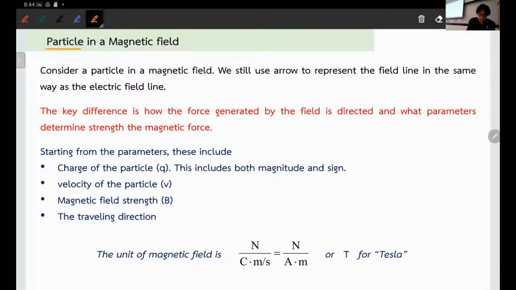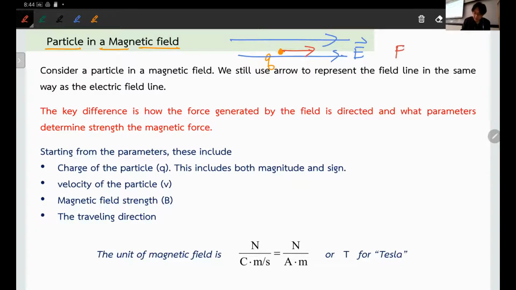So we're going to start very simply by looking at a particle in the magnetic field. Let me give you an idea first. Back in the day of the electric field, when you have a charged particle inside the electric field, you remember the force acting on this charge is simply the charge times the field. This is just exactly what we had with the gravitational field. When you have mass in the gravitational field, you feel the weight, mg. When you have charge in the electric field, you feel the force, qE.